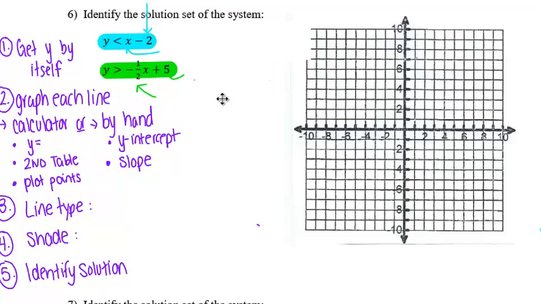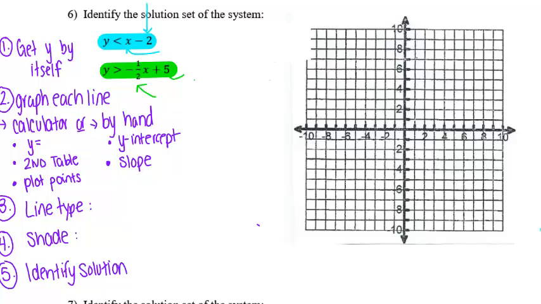Next, you're going to graph each line. You could use the calculator or you can do it by hand. Then you're going to choose the line type. Is it going to be dashed or solid? Shading, is it going to be up or down, left or right? And then what's the solution? Shade in that area.